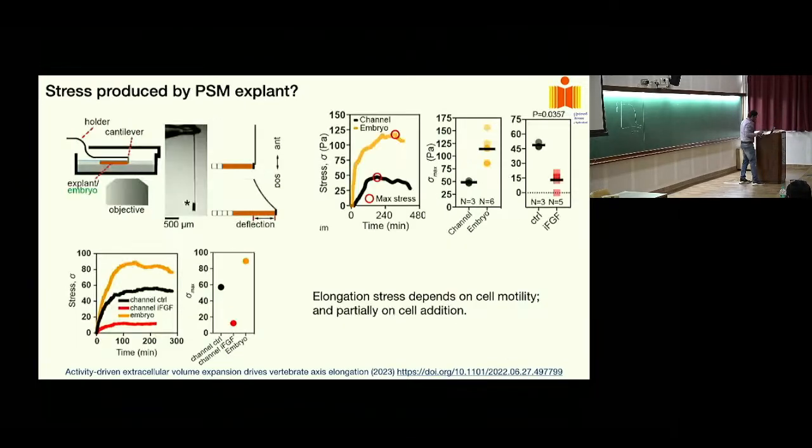Okay, one can also do stress measurements, to see how much stress is produced by the PSM explant. Basically this is the experimental setup. You can put in a cantilever and from that you can measure the stress.